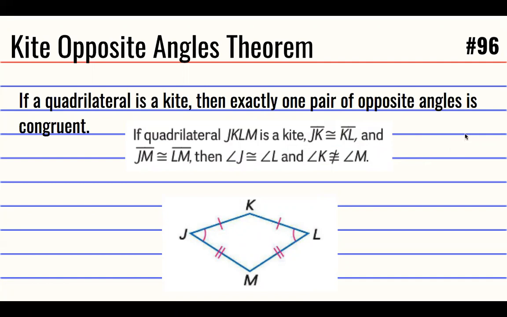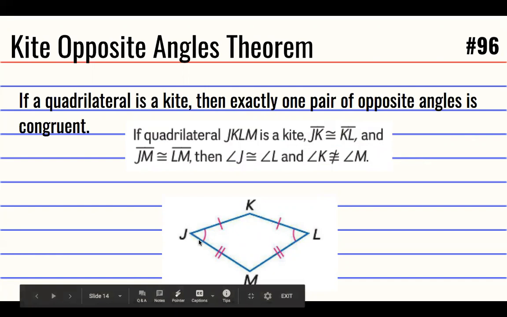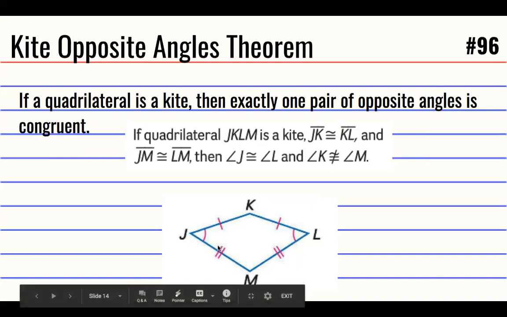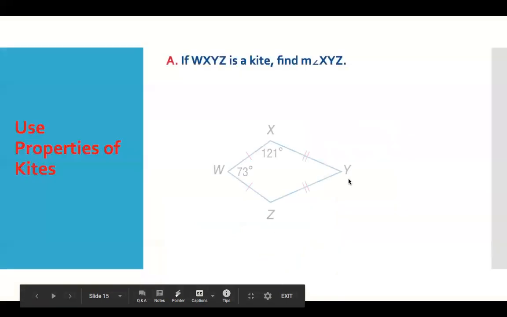And when you're looking at those opposite angles that are congruent, it is going to be the 2 angles that are not between the congruent sides, if that makes any sense. So in this particular case, it's angle J and angle L. But angle J is not between 2 congruent sides. Does that make sense? Because JK and JM are not congruent. So we know that it's not going to be angle K and angle M because K is between 2 congruent sides and M is in between 2 congruent sides. So it's going to be the angles that are not in between the congruent sides. So hopefully that makes sense. We'll see when we look at the example.